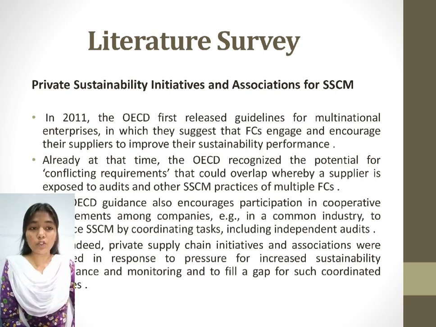Next topic on literature survey is private sustainability initiatives and associations for SCSM. In 2011, the OECD first released guidelines for multinational enterprises in which they suggest that FCs engage and encourage their suppliers to improve their sustainability performance. Already at that time, the OECD recognized the potential for conflicting requirements that could overlap, whereby a supplier is exposed to audits and other SCSM practices. And indeed, private supply chain initiatives and associations were founded in response to pressure for increased sustainability compliance and monitoring, to fill the gap for such coordinated services.